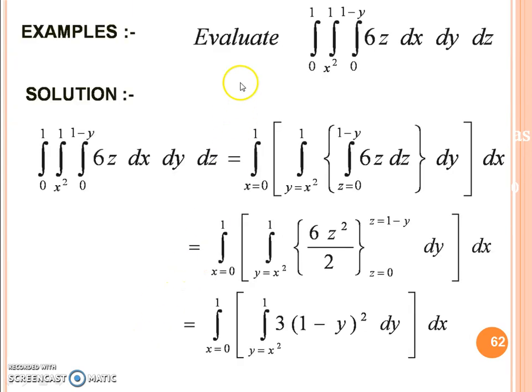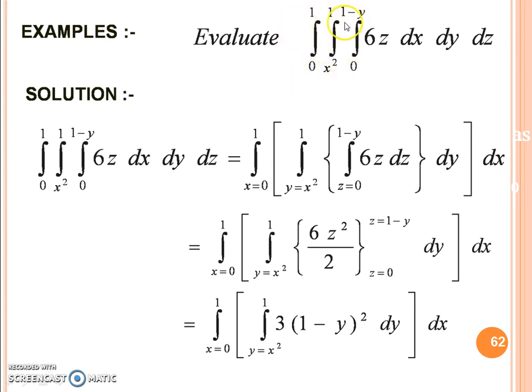Here we take one example. Solve this integral. The limits are 0 to 1, then x square to 1, and 0 to 1 minus x. The function is 6z dx dy dz. Here the function is 6z and one limit is 0 to 1 minus y. Either this limit is for x or z. If we consider this limit is for x, 0 to 1 minus y, then the next limit is for y and the last limit is for z.